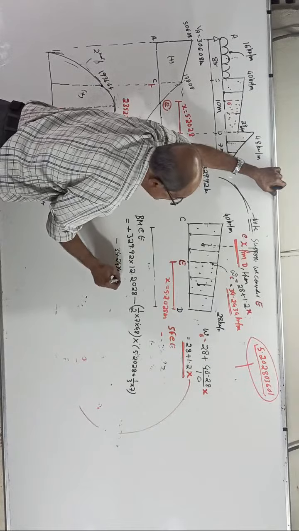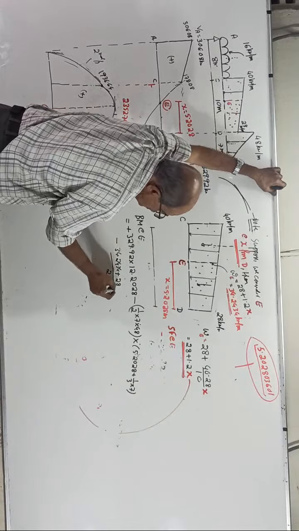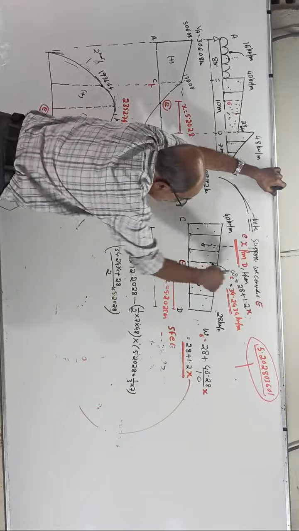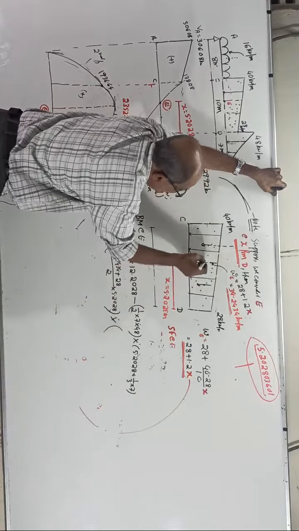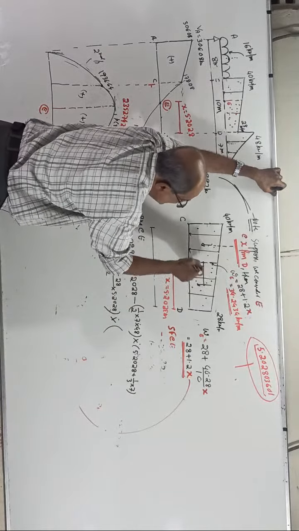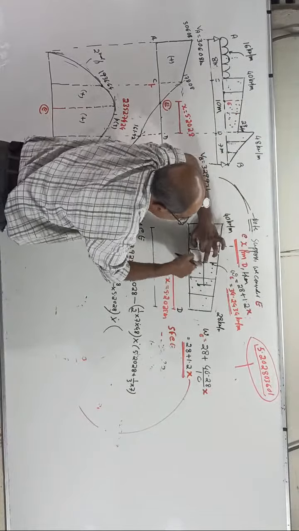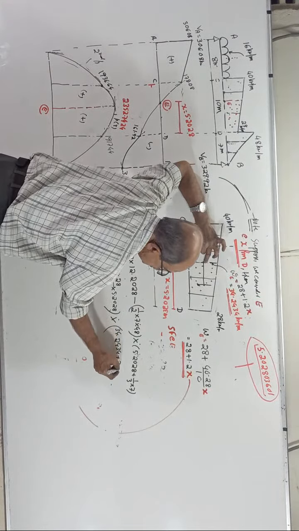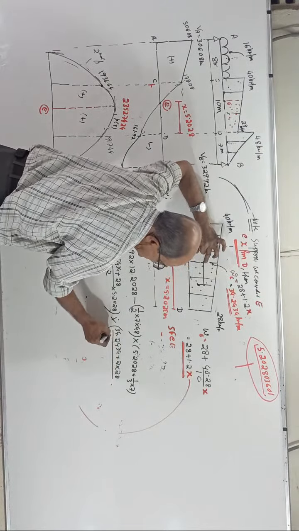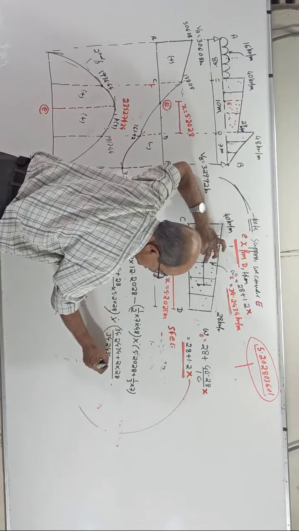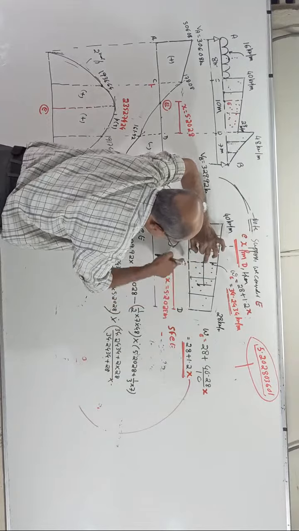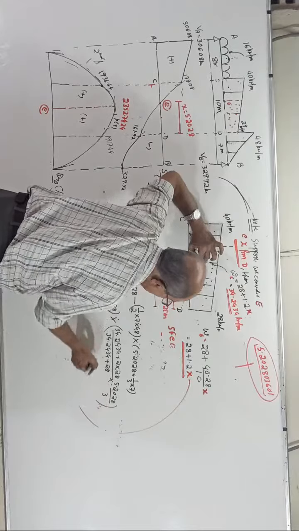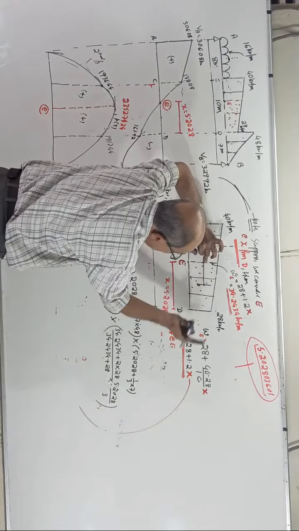34.2434 plus 28 divided by 2 multiplied by 5.2028 is the total load, into from here to here this distance, that is A plus 2B by A plus B into H by 3. 34.2434 plus twice of 28 divided by 34.2434 plus 28, into distance between them is 5.2028 divided by 3.